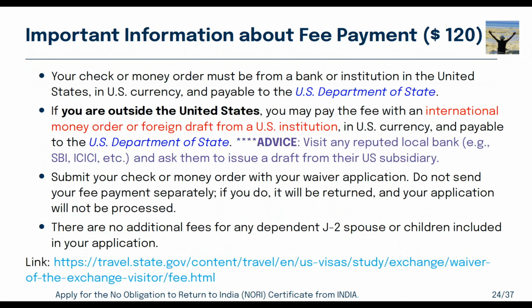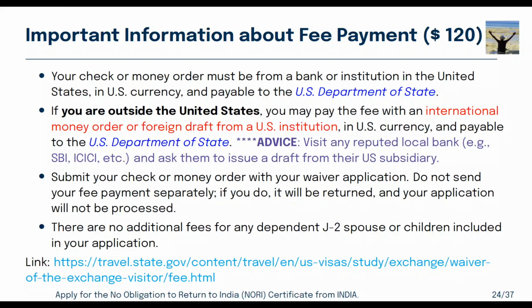Then some important information about fee payment. I assume you are in India and applying for the waiver process, right? It must be from a bank or institution in the United States, as its website says, and payable to the US Department of State. If you are outside the United States, you may pay the fee with an international money order or foreign draft from a US institution in US currency, usually dollars, and payable to the US Department of State.